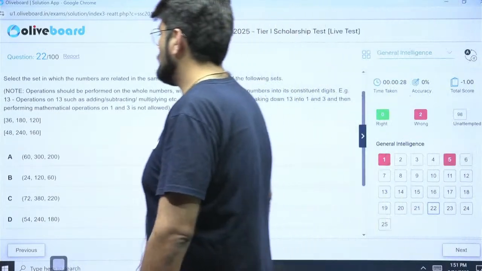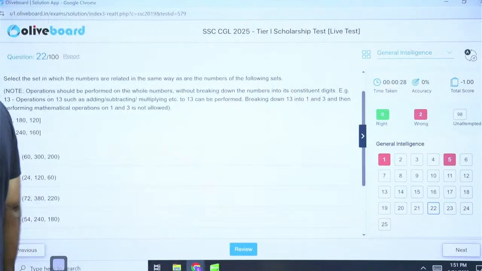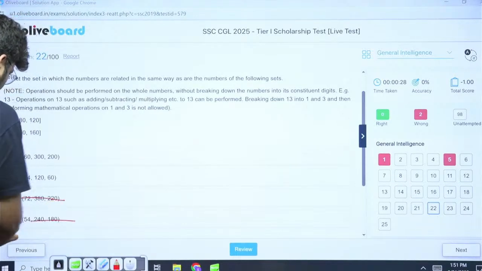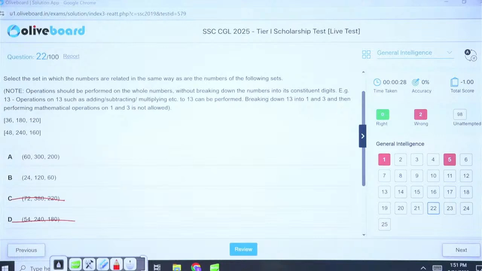This is into 5 into 5. 5 is being multiplied here. Okay, we can clearly see that. Where else is 5 being multiplied? This we can eliminate right away. This we can eliminate right away. So the first number is being multiplied by 5 to get the second number. So 120 and 300. Okay.